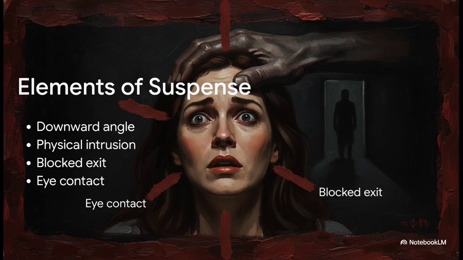First, look at that downward oppressive perspective. We are looking down at the subject, immediately establishing a strict hierarchy of power. Second, we have a physical intrusion from out of frame. That heavy dominant hand pressing down implies a massive presence just outside our field of vision. Third, notice the blocked exit in the background, signaling that escape? Yeah, it's not an option. And finally, the fourth element, direct, desperate eye contact. She isn't looking at her unseen aggressor. She is looking directly at us, right into the lens, pulling us straight into the terror.